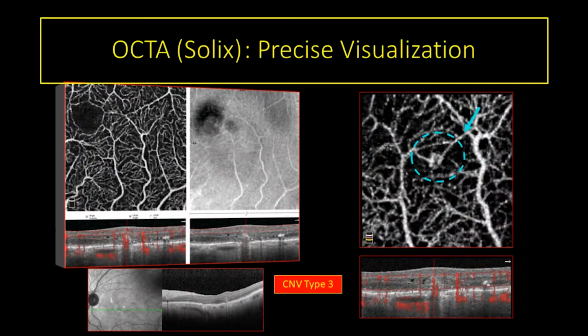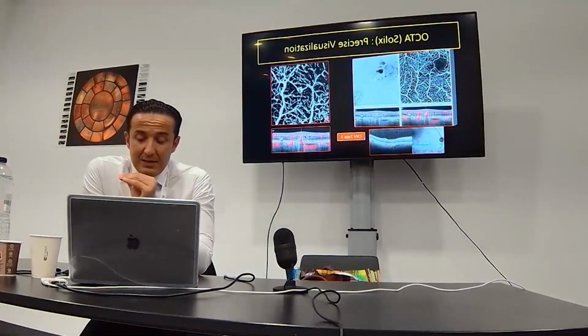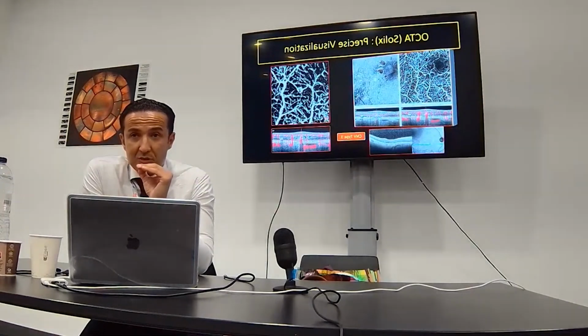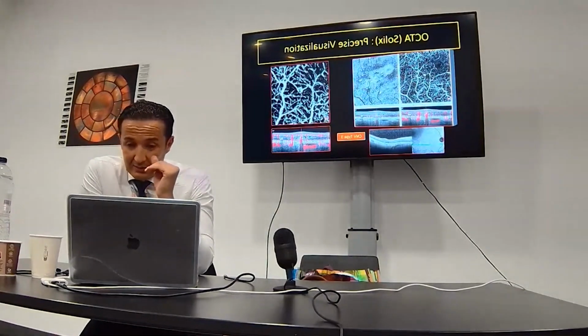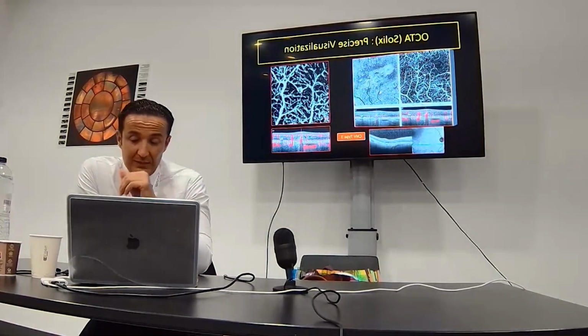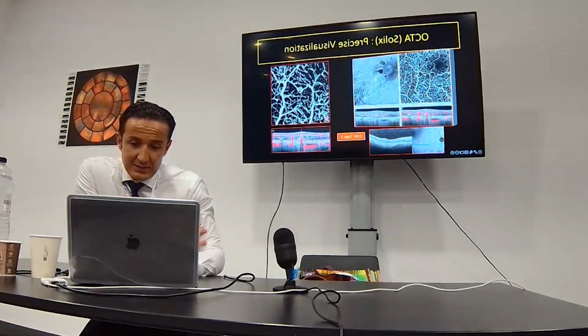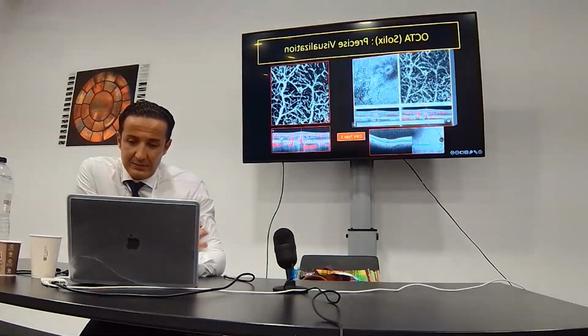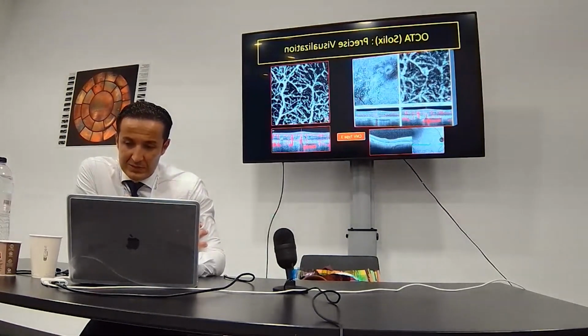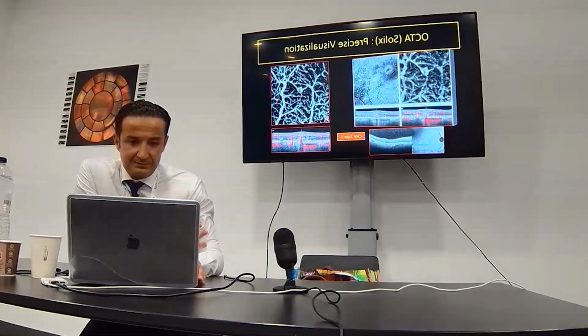OCTA embedded on Solix. And look here, we're going to move the slab through the retina, and you can highlight the abnormal connection between superficial vascular capillaries and the CNV. And look here, the definition of the CNV, and you can see here the connection between two capillaries in the CNV. And you can zoom with no loss of definition.